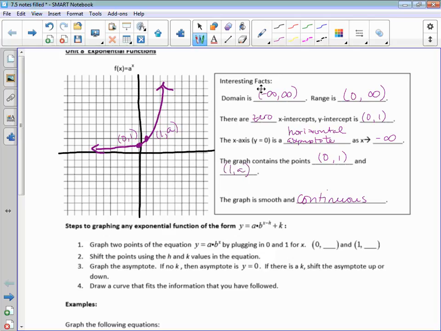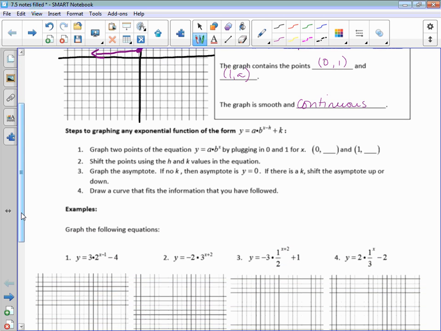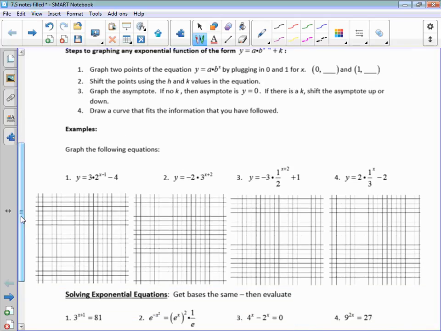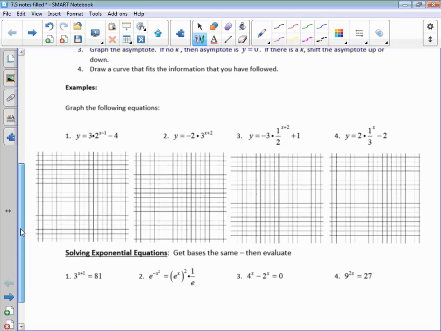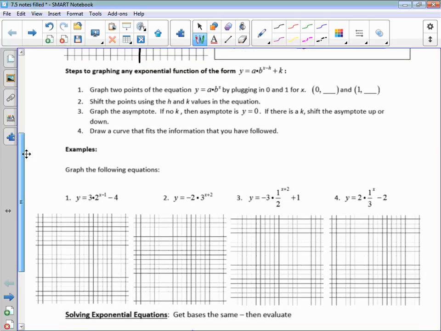Okay. We are actually going to jump down, and let's graph a few. My grid looks terrible. Is that what your grid looks like, or is yours nicer? Oh, yours is nice. Okay, good. It's small though. It is small.